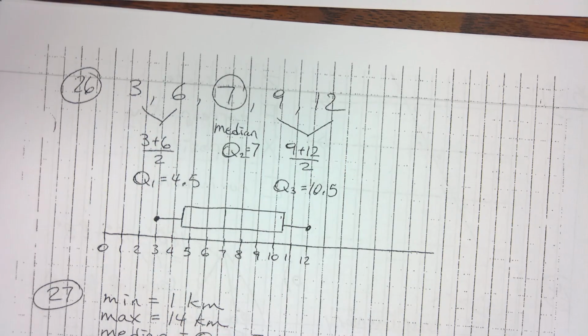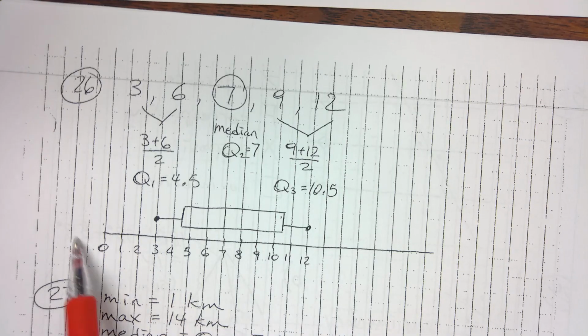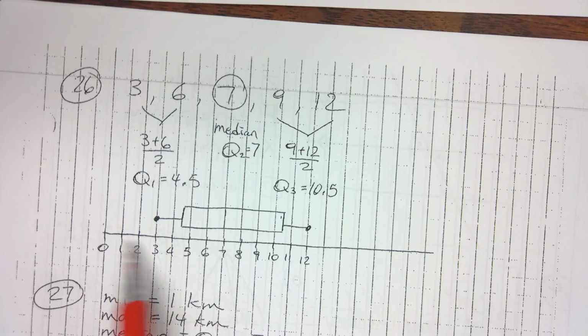To draw the box plot, you have to have the 5 numbers. One key thing, remember that I kept telling you guys, is you have to have a scale.